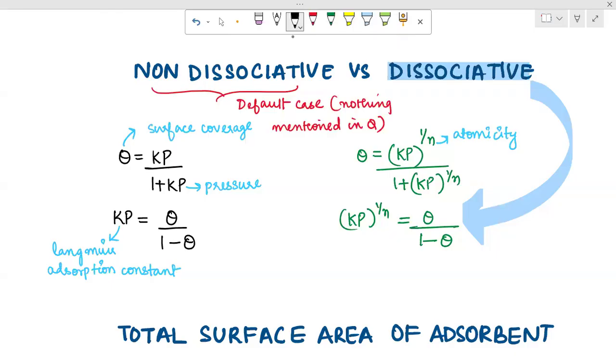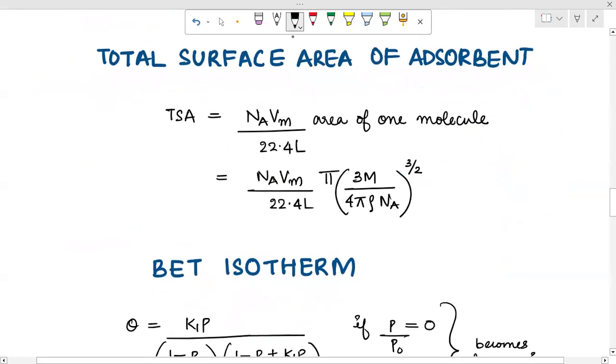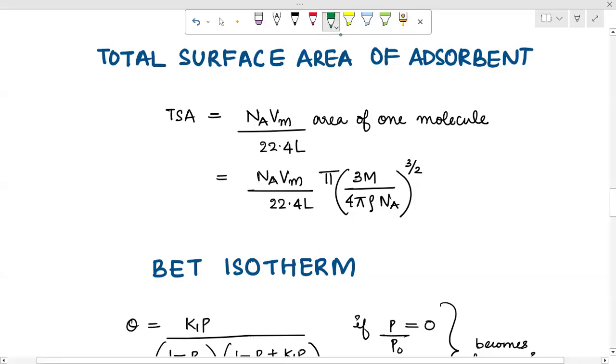What do you mean by atomicity? For example, for oxygen, atomicity is 2. For ozone, it is equal to 3. I hope you understand. All right. Now, no long derivation. Another numerical which has been asked in GATE is total surface area of the adsorbent. Total surface area of the adsorbent is Avogadro number into Vm by 22.4 liters into area of one molecule. Now, let's say you know the mass. This is the mass of molecule.